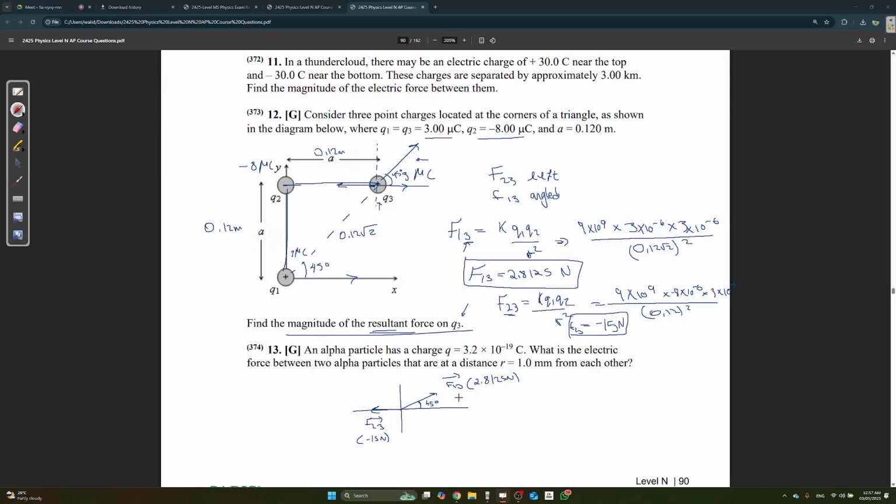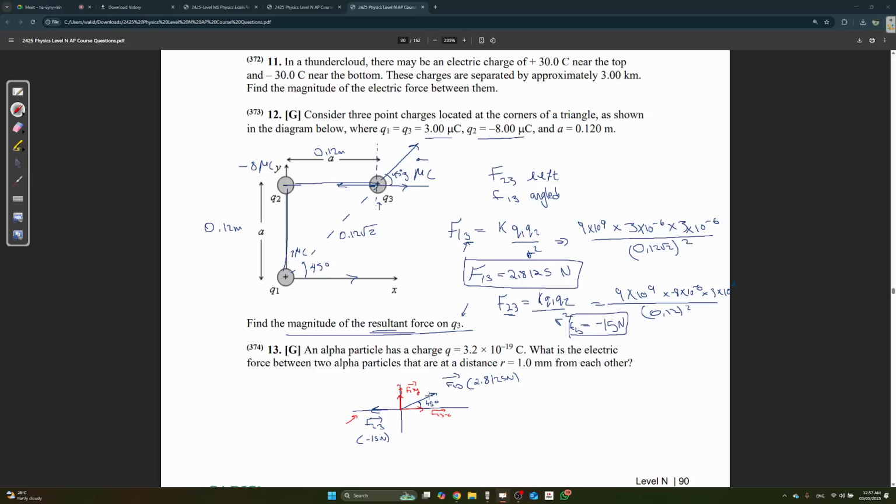How? Remember, we have to split them up into x components and y components. So this is the x component, F13x, and this is the y component, F13y, right? And you also have F23y, and you have, no, sorry, there's no y component for F23 because it's on the x-axis, right? The y component is 0. It only has an x component.